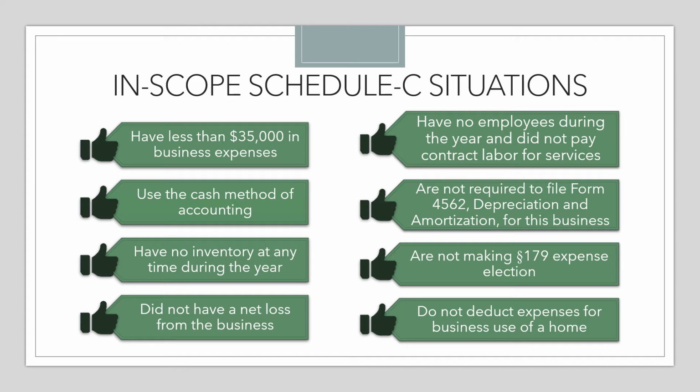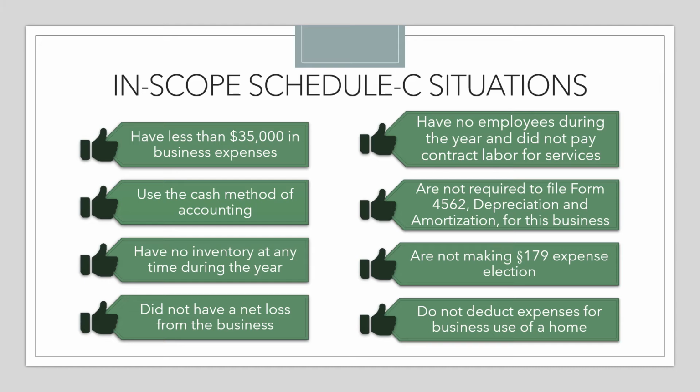This person cannot have had any employees for their business during the year, and that includes paying for any contract labor services. So if they need to be giving 1099s to somebody for contract labor, that's also out of scope for us.